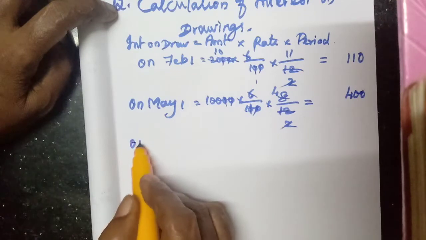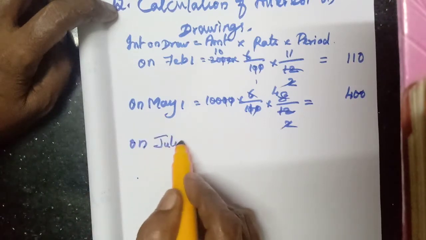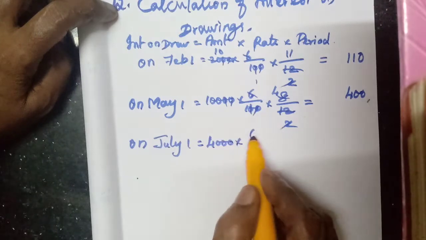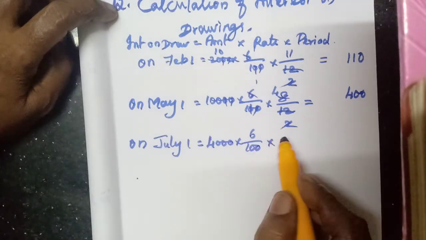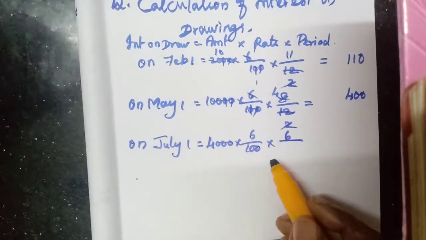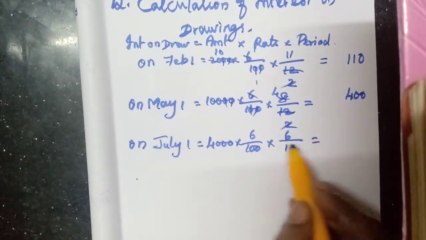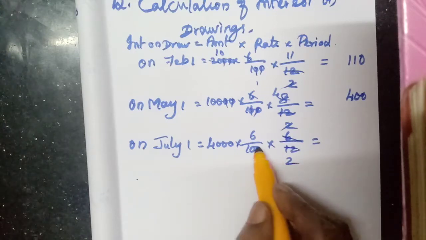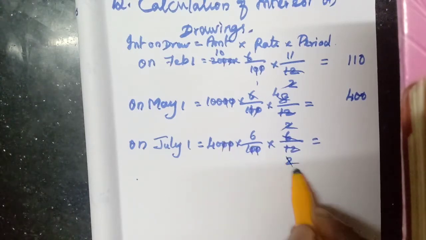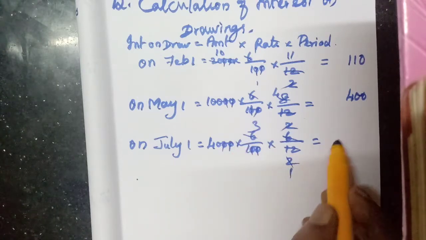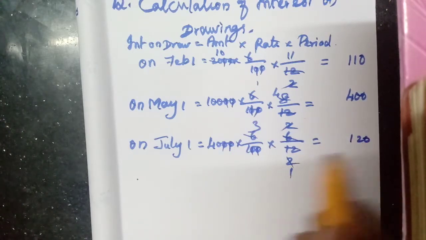Then on July 1. How much? 4000 into 6 by 100 into, for July 6, isn't it? Up to June 6 months. So from July onward 6. 2, here 2, 0, here 1, here 3. Okay, 4 3s are 12, 120.